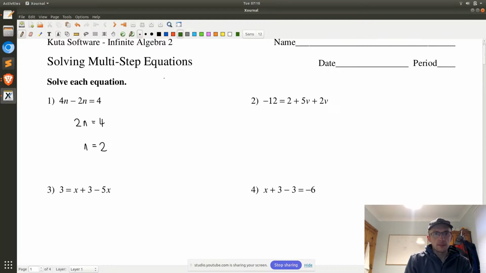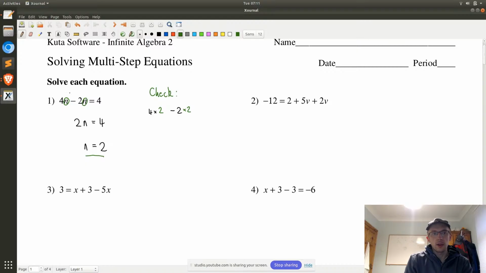Finally, do the check step where you pick up the final answer, you substitute it into the original equation, and you make sure that it works. So I'm going to replace n here with 2 and n there with 2 as well. And just so you can see what I'm doing, I'm going to put 2 right there where n is, and 2 right there where n is.